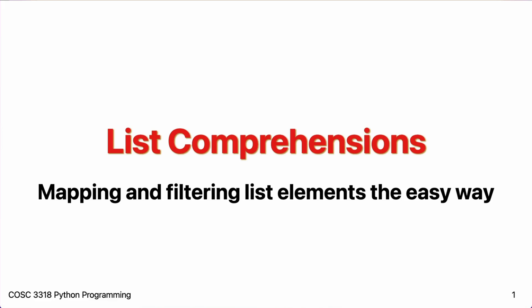Hi there, I'd like to talk with you about list comprehensions, mapping and filtering list elements in an easy way. This is not in the book as far as I can tell, but this is so baked into the Python programming language that I thought it would help for you to know what this is. Because if you look at other Python books or Python code, you're going to be like, what the hell is that? And it's a list comprehension.